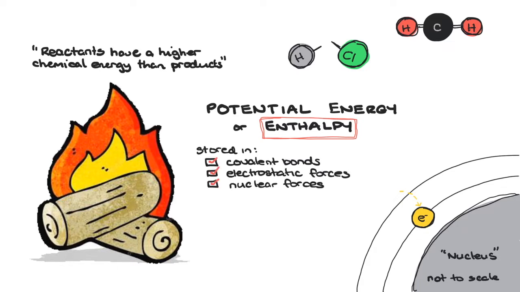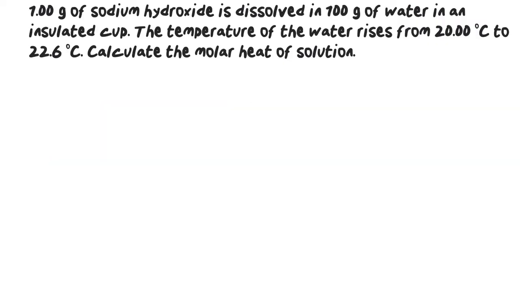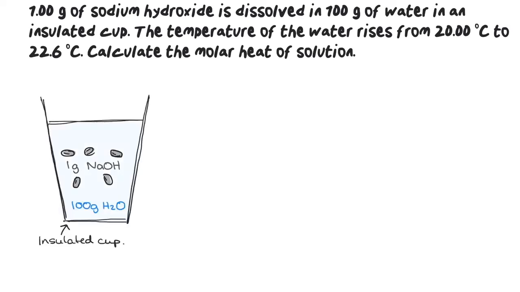It's quite difficult to measure the enthalpy of a system, so instead we measure the change in enthalpy. Here's an example. Suppose we dropped 1 gram of sodium hydroxide into 100 grams of water in an insulated cup. The temperature rose from 20 degrees Celsius to 22.66 degrees Celsius. What is the molar heat of solution?